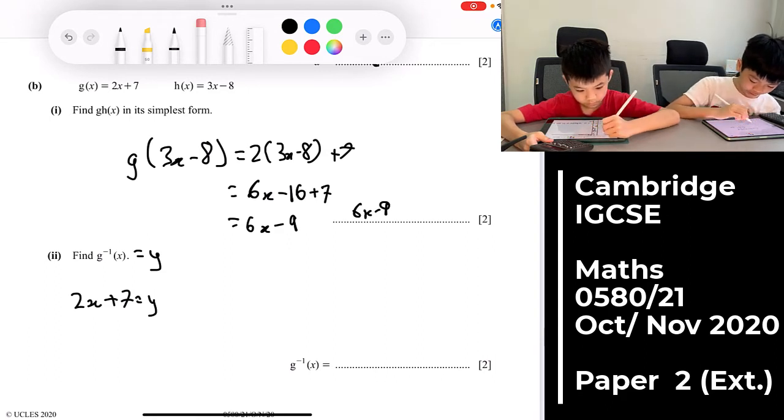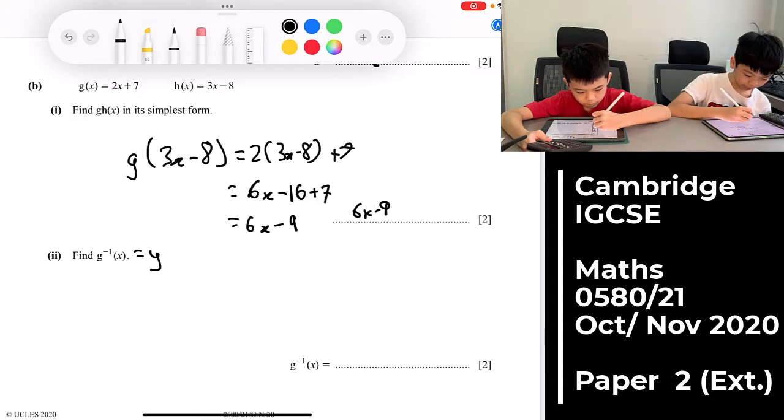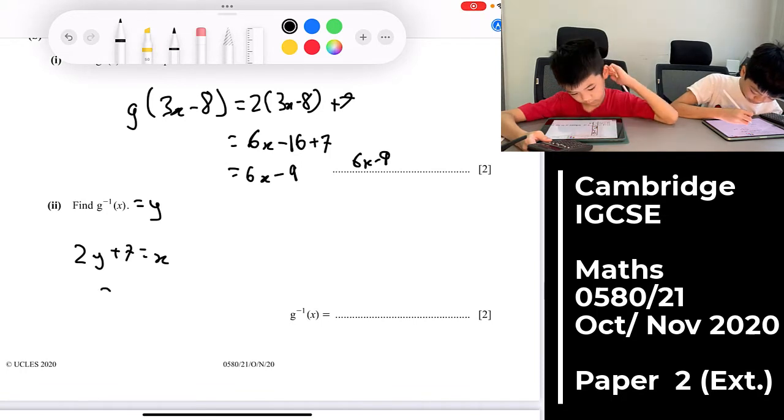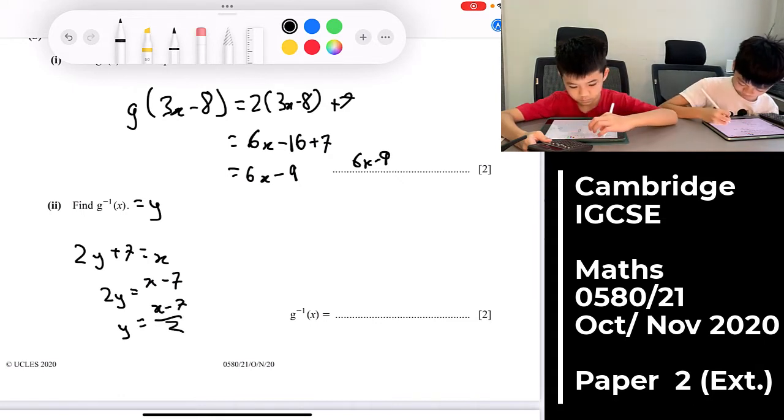Then later g(y) will equal x. So 2y plus 7 equals x. Make y the subject. So y is x minus 7, and y is x minus 7 over 2.